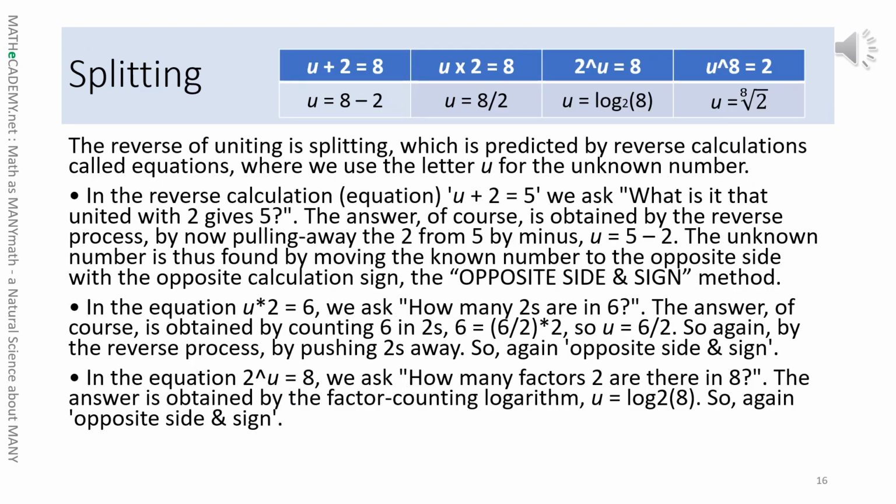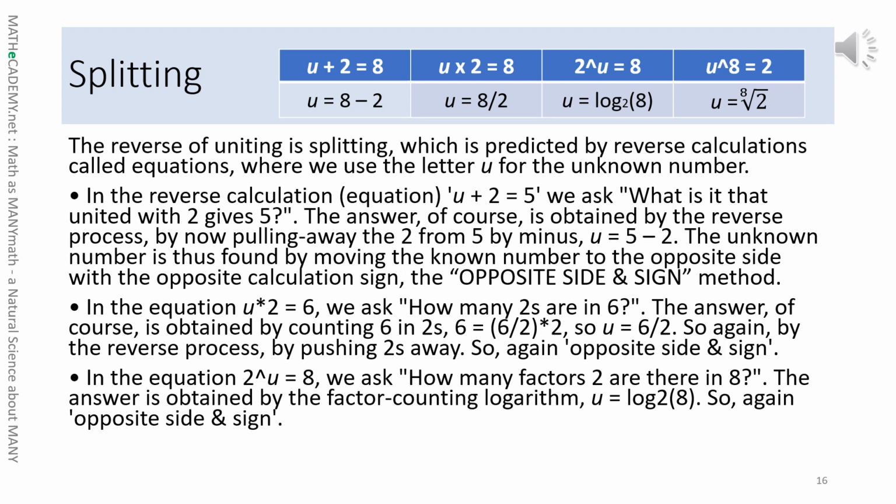Splitting. The reverse of uniting is splitting, which is predicted by reverse calculations called equations, where we use the letter u for the unknown number. In the reverse calculation, equation, u plus 2 is 5, we ask what is it that united with 2 gives 5. The answer, of course, is obtained by the reverse process, by now pulling away the 2 from 5 by minus, so u is 5 minus 2. The unknown number is thus found by moving the known number to the opposite side, with the opposite calculation sign, the opposite side and sign method.